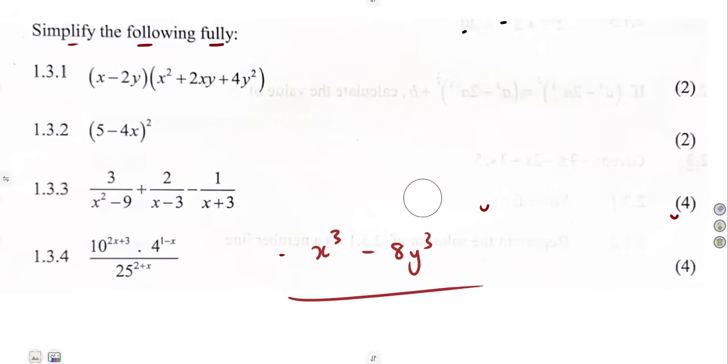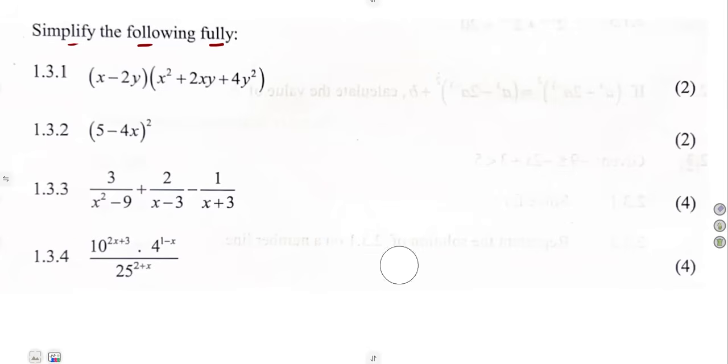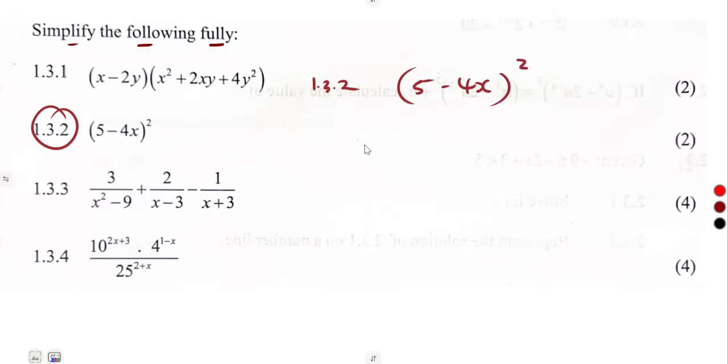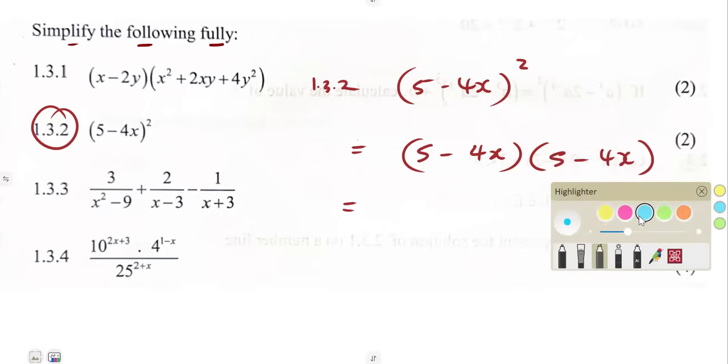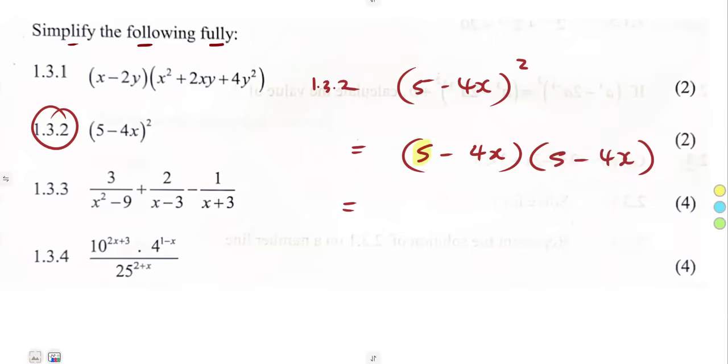1.32. You are being asked to simplify again. So this is also part of our brackets. 5 minus 4x squared simply means we've got 2 brackets here. 5 minus 4x. There's another one, 5 minus 4x. So meaning to say we can simply expand using our FOIL method. So 5 is going to multiply everything in the second bracket, minus 4 everything in the second bracket. So those are the terms that we are going to use. All right, just like this.